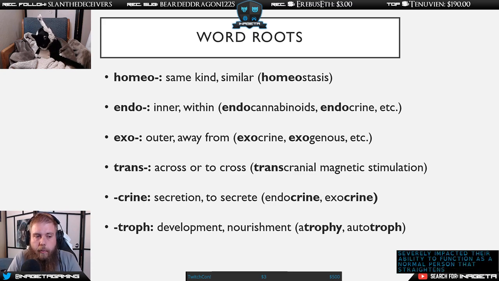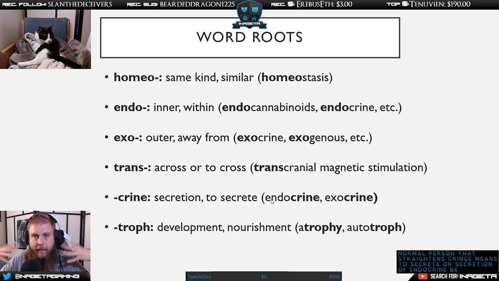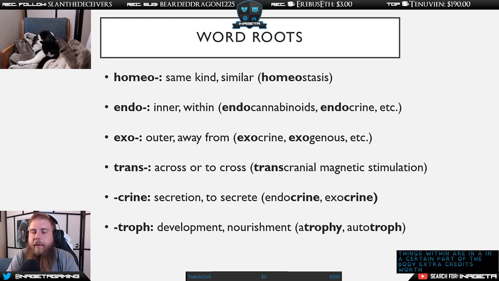That's trans. Crin means to secrete or secretion. So endocrine would be secreting things within or in a certain part of the body. Exocrine is secreting it outside of that part of the body. I actually don't remember the exact difference between the endocrine and the exocrine system, but I know our bodies have both of those, and it's not coming to me right at this second.